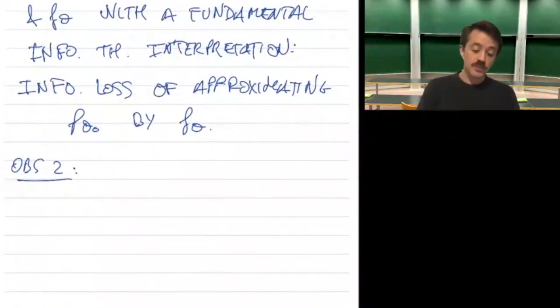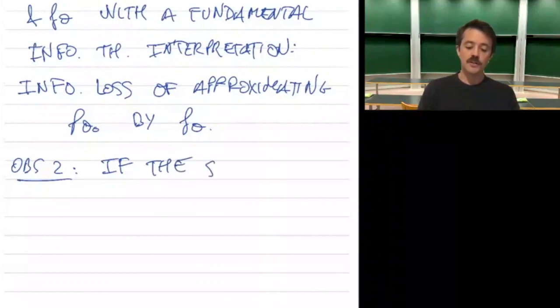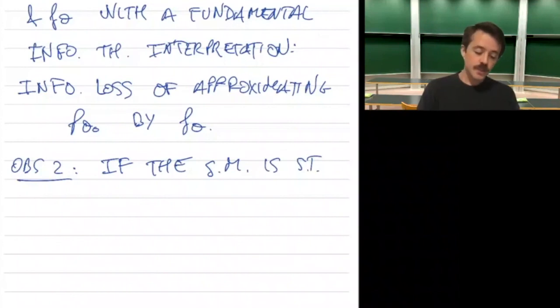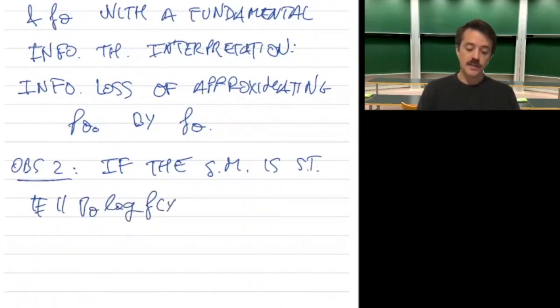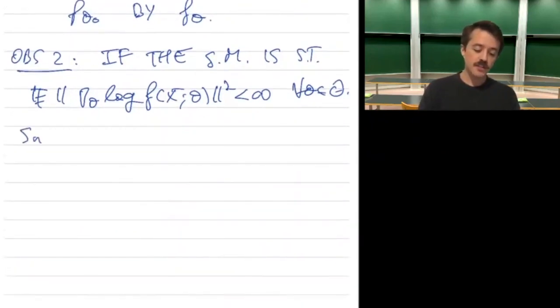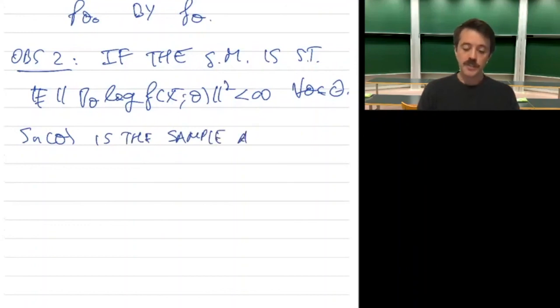So then really what I want to say here is that if the statistical model is such that the norm of the gradient of the logarithm of this guy, well, the square of it, is finite, and this is again for all theta in here, then just similarly to before, what we say is that Sn is the sample approximation to the expectation of the gradient of the log, well, maybe let's say the L from before.